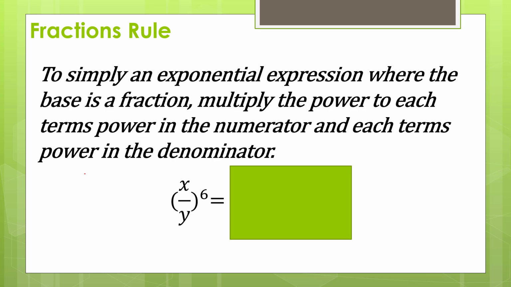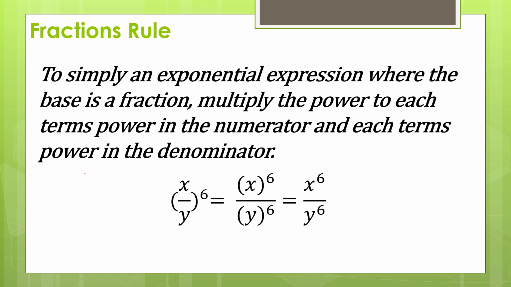To simplify an exponential expression where the base is a fraction, multiply the power to each term's power in the numerator and each term's power in the denominator. So x divided by y raised to the 6th power is simply going to become x to the 6th over y to the 6th, which we can get rid of the parentheses and then say x to the 6th, y to the 6th.